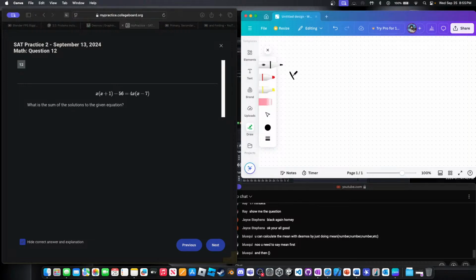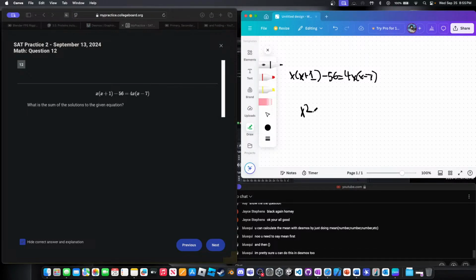Okay, so we have x plus 1. Spread out our equation first. 56 is equal to 4x times x minus 7. Okay, what is the sum of the solutions to the given equation? Excuse me, can I have my answer choices, please? Well, that's unfortunate. I can't see my answer choices, so I can't really say anything right here.